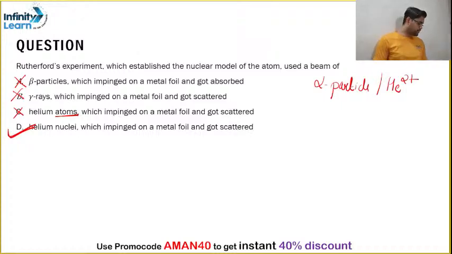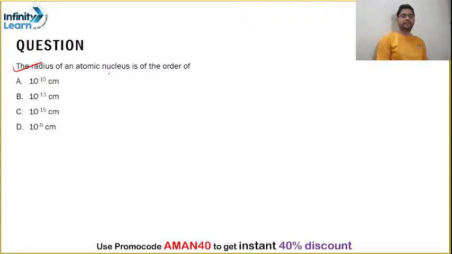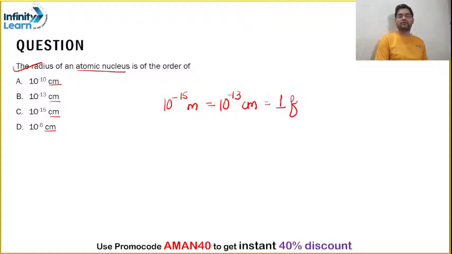Clear? Sure. Next. The radius of an atomic nucleus is of the order of what? See, the order is 10 raised to, in terms of centimeter. So for the nucleus, you should remember it is 10 raised to minus 15 meters, or 10 raised to minus 13 centimeter, or 1 Fermi. Clear? So hence the answer has to be option B in terms of centimeter.